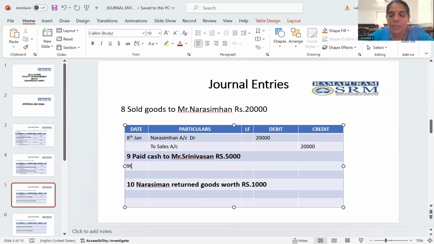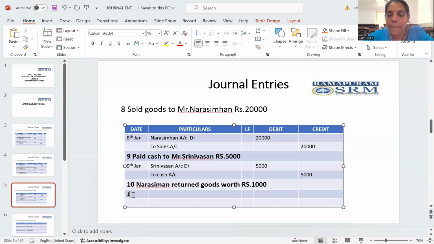Next one, 9th January. Paid cash to Mr. Srinivasan. We paid cash to Srinivasan. So the cash goes out of the business. That should be in the second line. To cash, cash account. The name of the person is Srinivasan. It's an account debit, 5,000. Being the cash paid to Srinivasan.